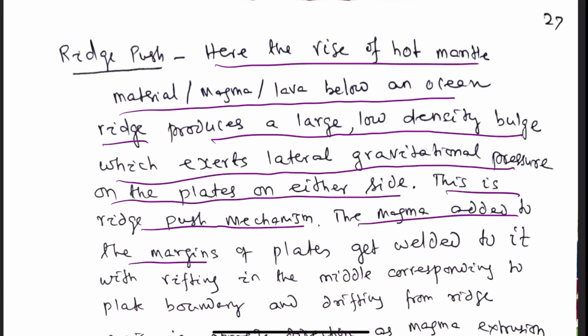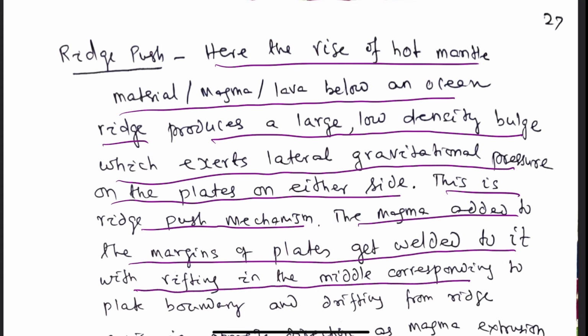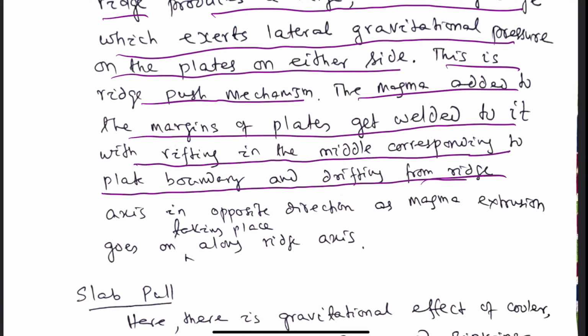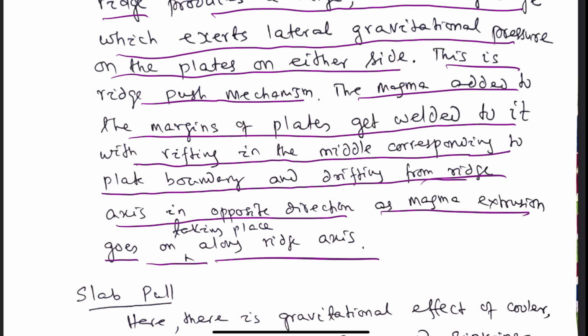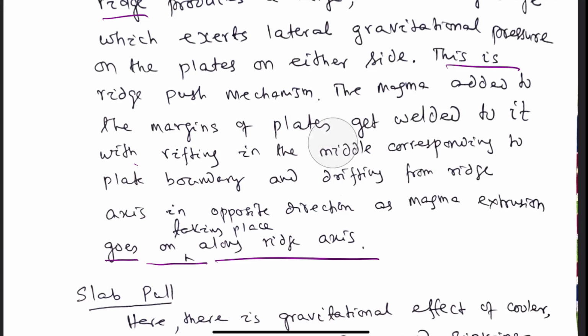The magma added to the margins of the plates gets welded to it, with rifting in the middle corresponding to the plate boundary and drifting from the ridge axis in opposite directions as magma extrudes. Extrusion goes on, taking place along the ridge axis. So forceful extrusion of lava at the ridge axis will create a condition for plate motion in both directions away from the ridge axis. That is the ridge push.